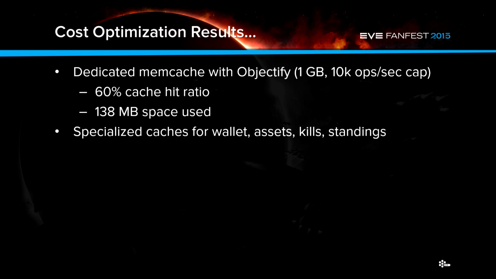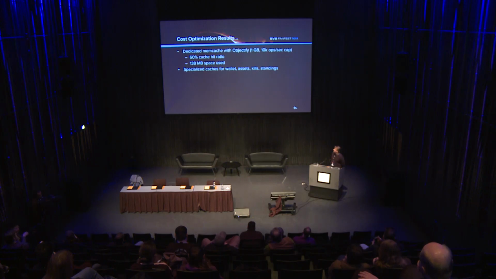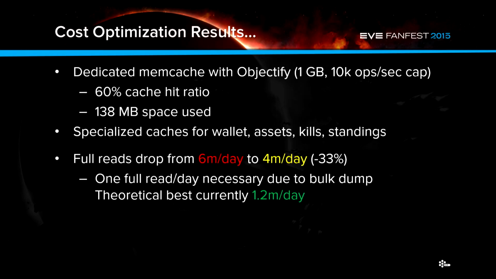And I added some specialized caches for wallets and assets and kills and standings. And if you know about these things, you know that wallet, when you retrieve it, most of the entries that you get, you've already seen before because you get a month at a time. And like I said, assets change relatively slowly and so on. So these are good targets to cache. And so when I did that, full reads dropped from 6 million a day to 4 million a day. So it was worth a third improvement right away, which is pretty good.